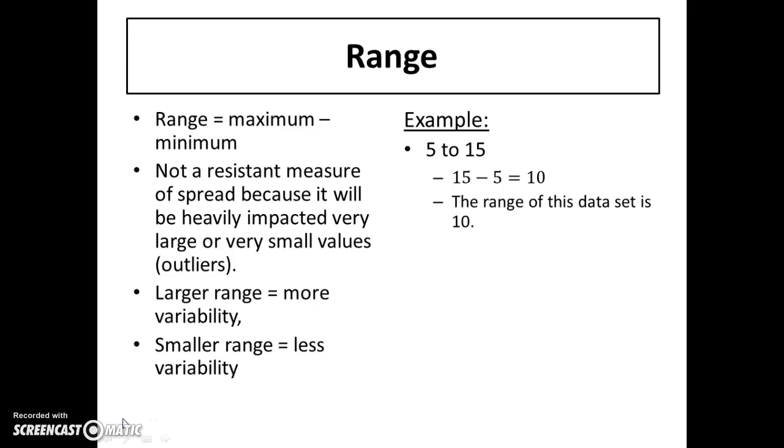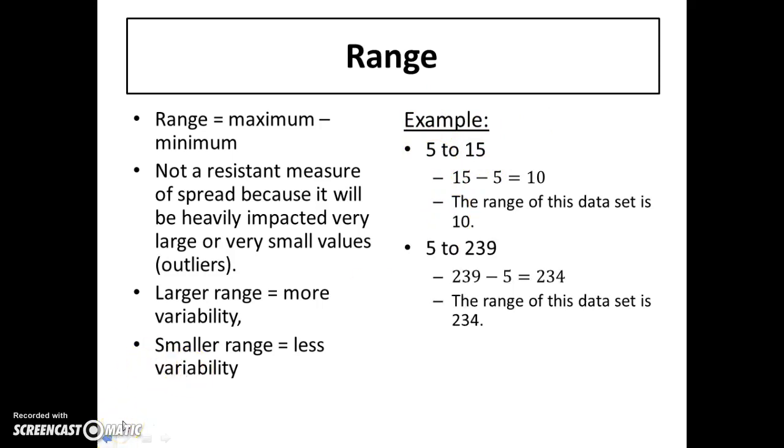So the range of this data set from 5 to 15 is 10. The range is always listed as a single number. It's not listed as the two numbers here. So we say the data vary from 5 to 15, but the range of this data set is 10.